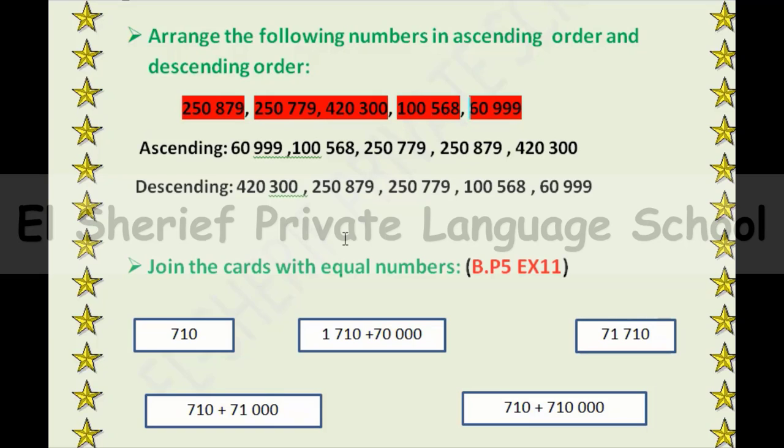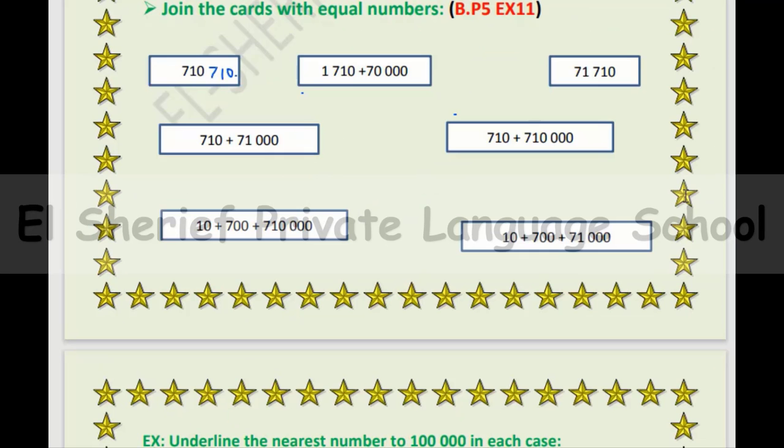Next we will learn how to join the cards with equal numbers. First, we must know this exercise is in the book, page 5, exercise 11. Okay, we will join these cards together. This question depends on expanded form. Join the cards with equal numbers. As we said, this exercise is in the book, page 5, exercise 11.